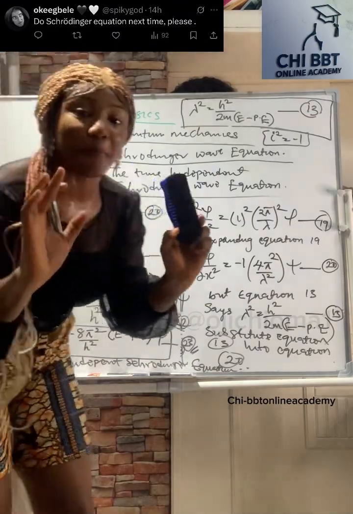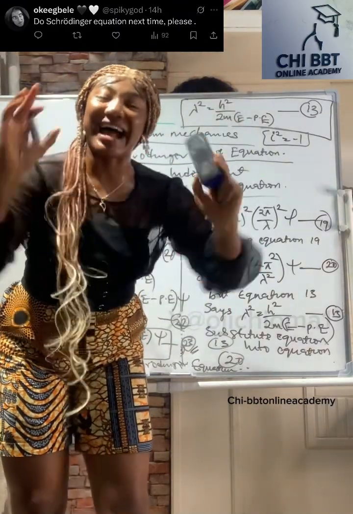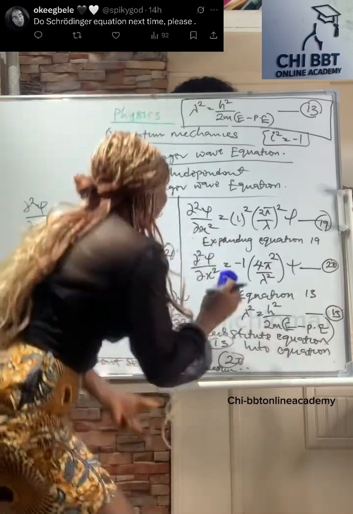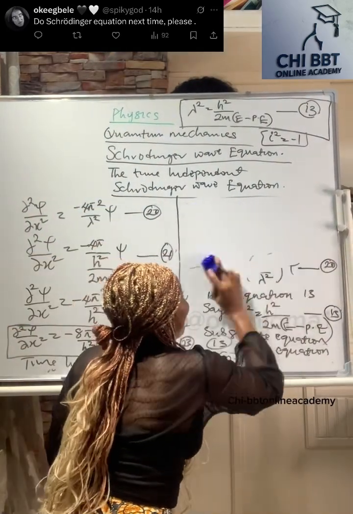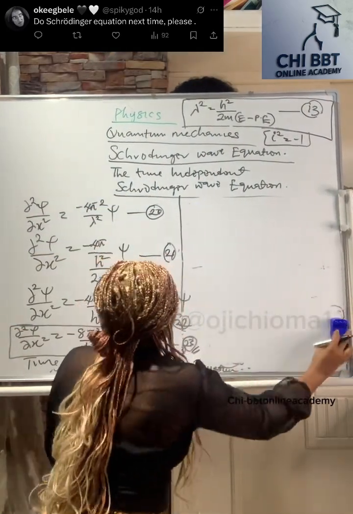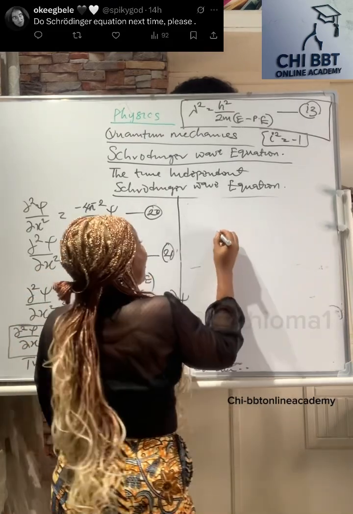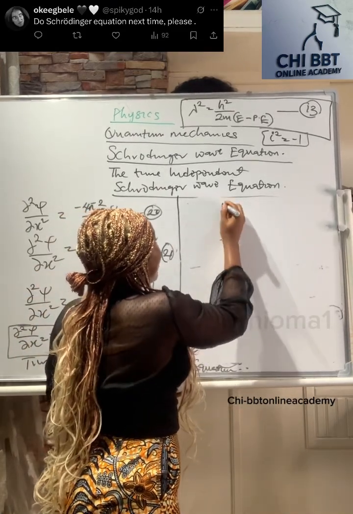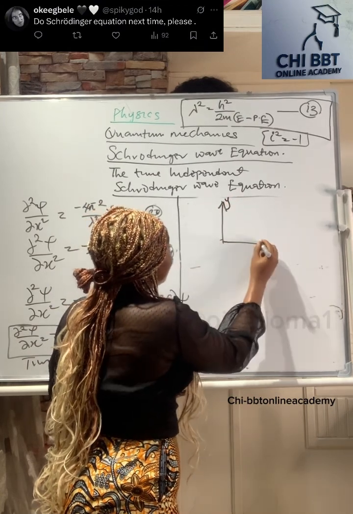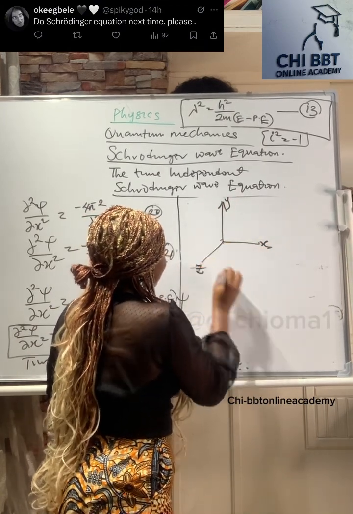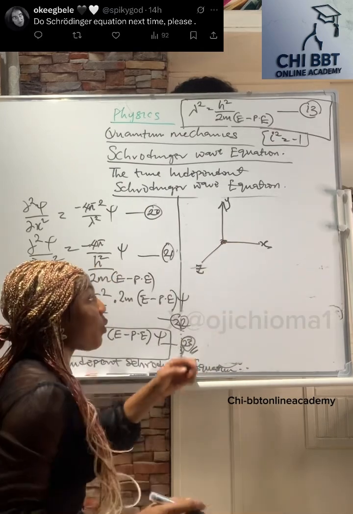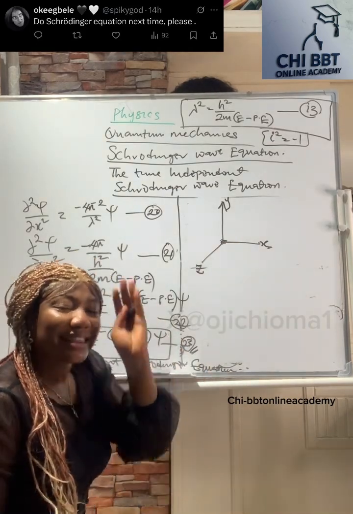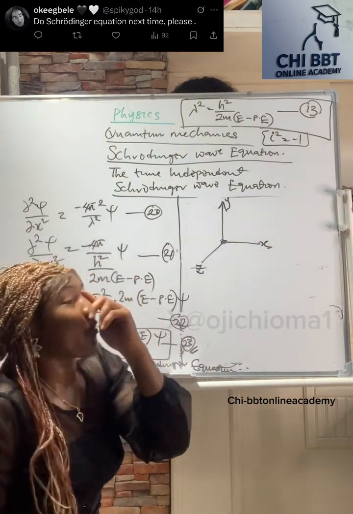Guys, let me blow your mind in three-dimensional coordinates. Now, this is for when we have a particle, an electron here. Let's say this is the y coordinate, this is the x coordinate, and this is the z coordinate. Now, this is the electron. We want to get the three-dimensional, time independent Schrödinger wave equation.